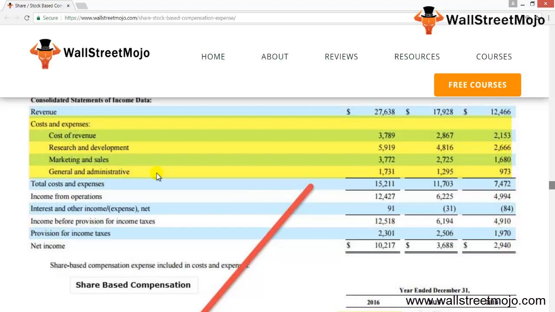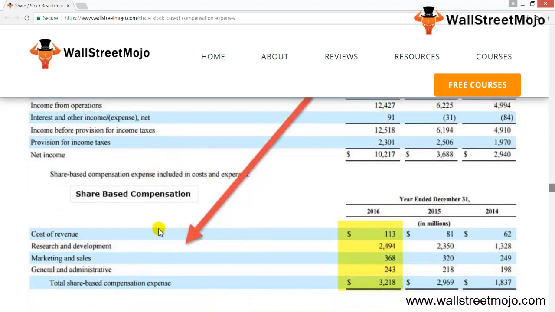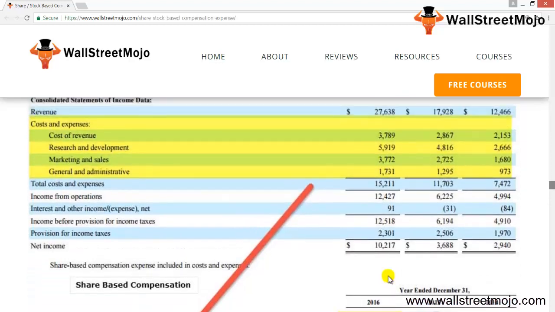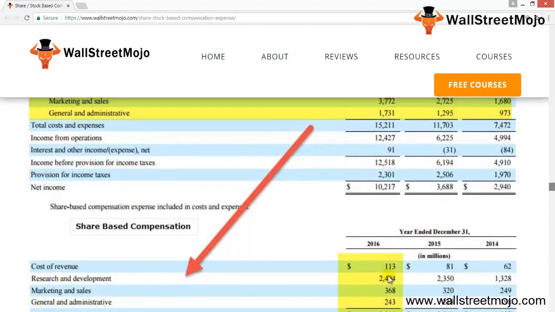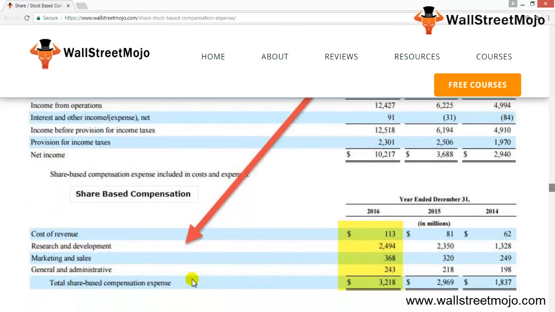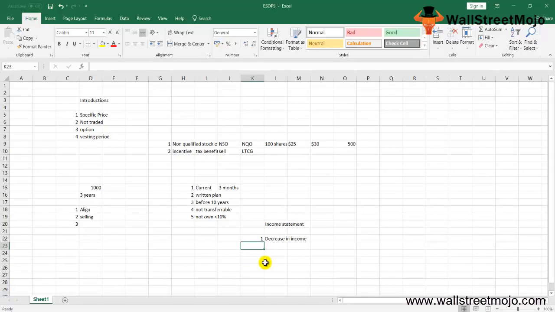As you can see, cost of revenue, marketing, general administrative expenses. Over here, there's this share-based compensation expenses, which is close enough to 3,218. So, this expense is directly going to hit your net income, which includes cost of revenue, research and development, marketing and sales, and general admin, which gives you total share-based compensation expenses. So, this is one effect, that is your income will be decreased.